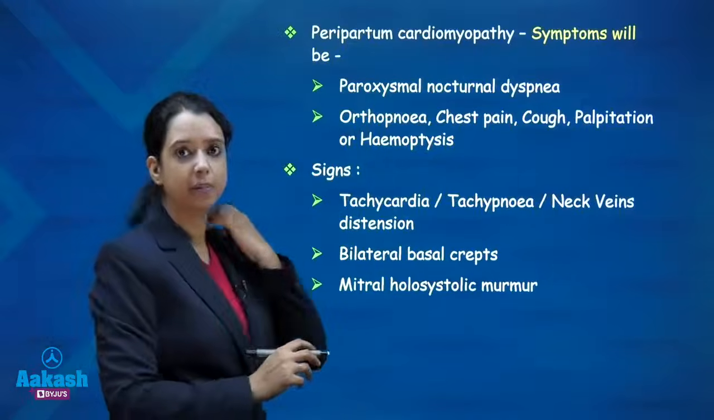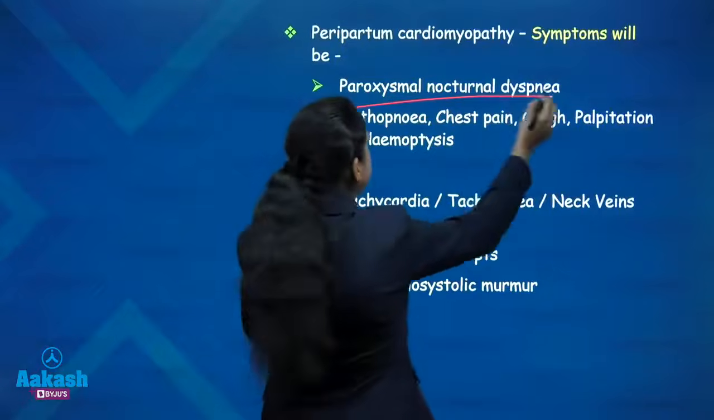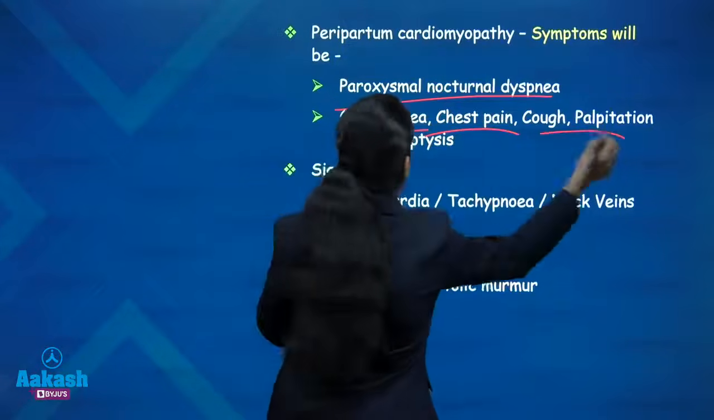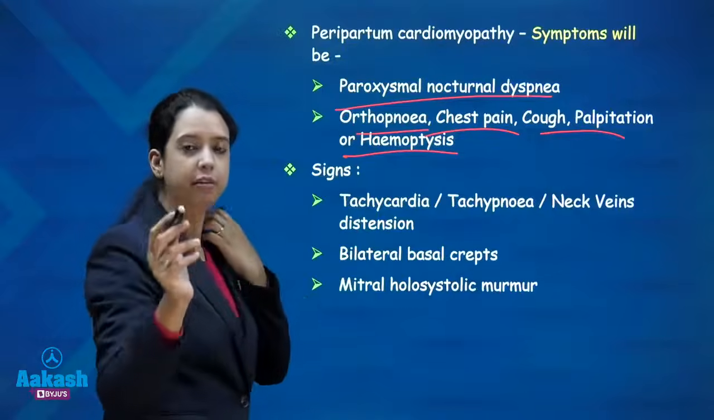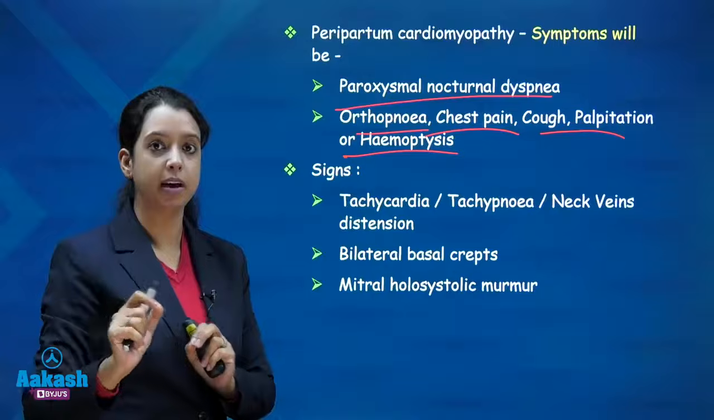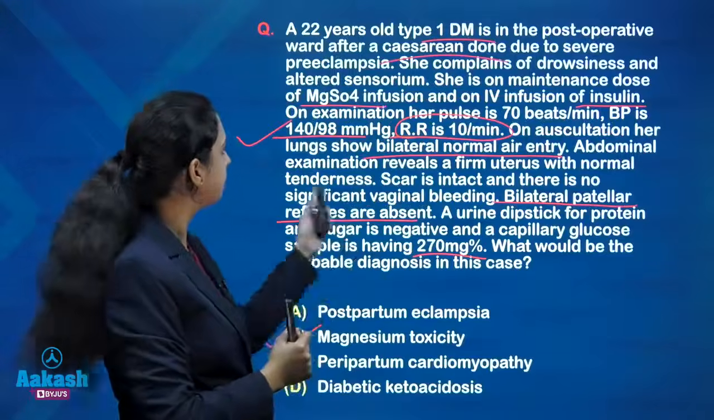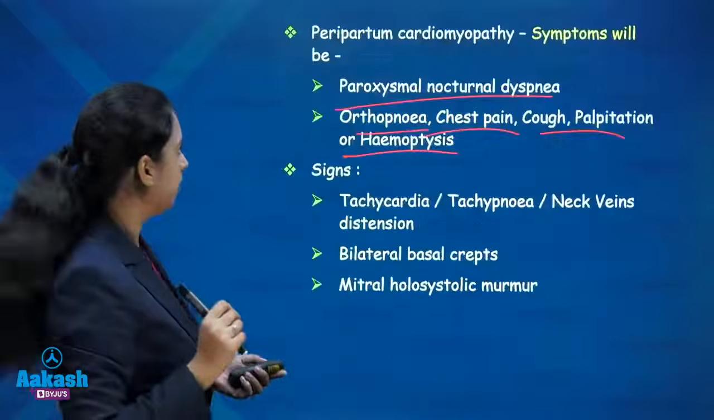Why it is not peripartum cardiomyopathy? Because peripartum cardiomyopathy presents with dyspnea, chest pain, orthopnea, cough, palpitations. Signs will be tachycardia, hypotension, bilateral crepts will be there, murmur will be there. Okay, that is how the patient will present. So, this patient is not of peripartum cardiomyopathy.